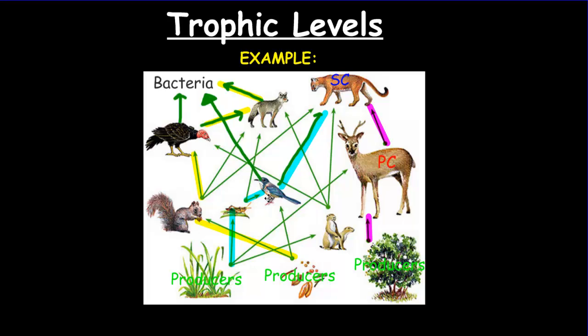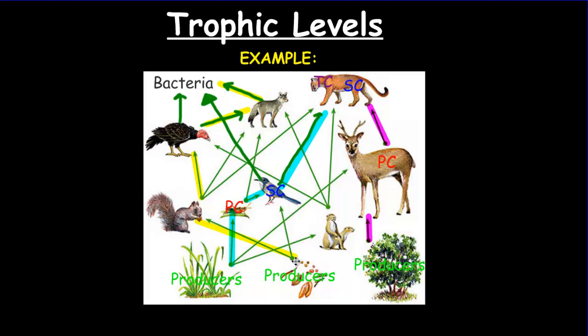Let's take a look at the light blue one. We'll do the same thing. Producer gets eaten by a grasshopper here. The grasshopper is a primary consumer. The primary consumer is eaten by the bird here, and that's going to become a secondary consumer. And the secondary consumer then is eaten by another one, which is our cat again. And so the cat becomes a tertiary consumer for that particular food web.